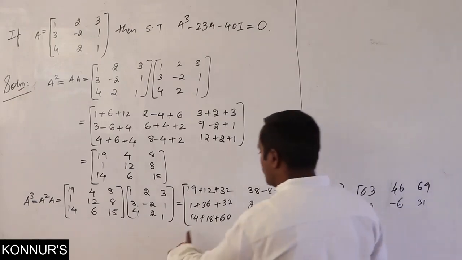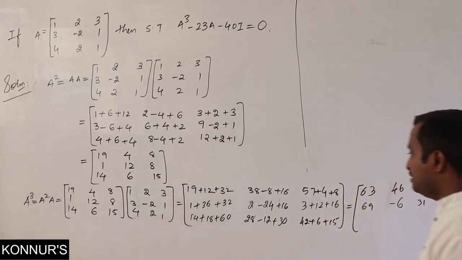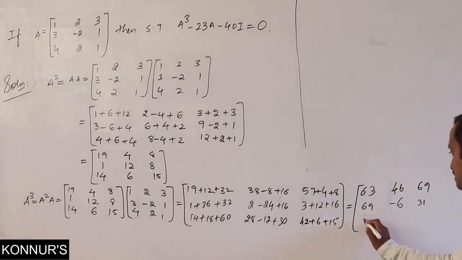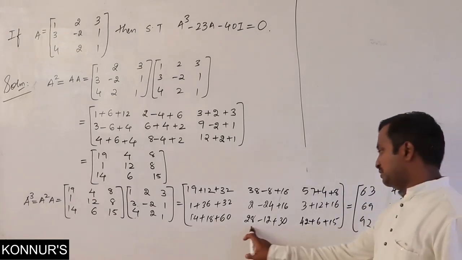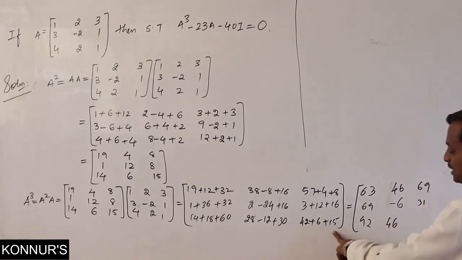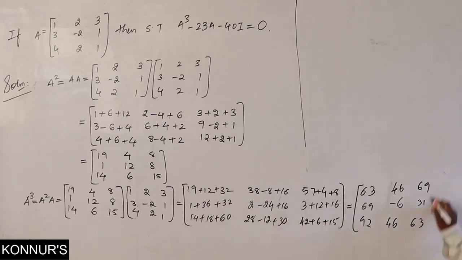Next, we will move to 14 plus 18, 32. 32 plus 60, 92. Next, 30 plus 28, 58. 58 minus 12, 46. 42 plus 6, 48. 48 plus 15, 63.